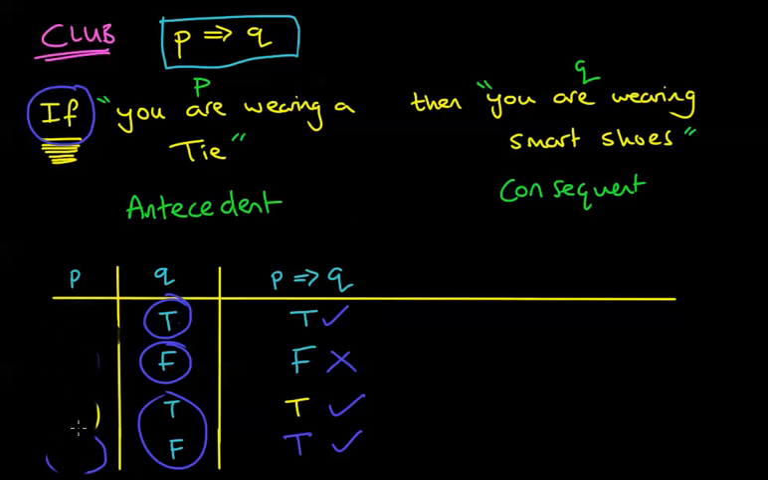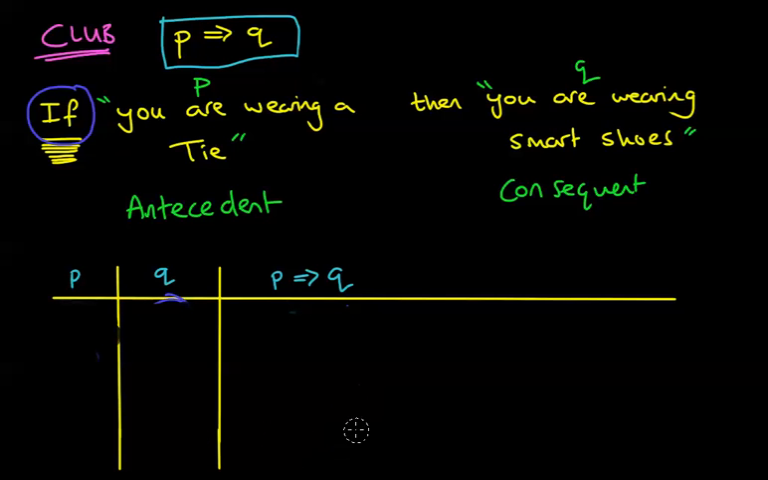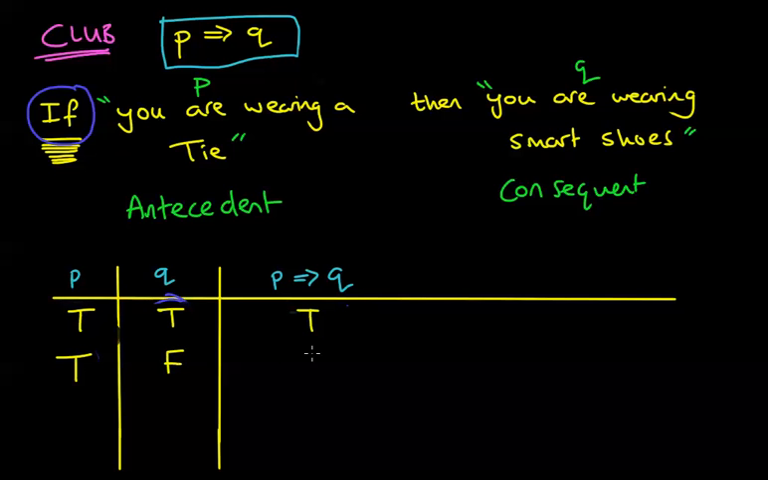So if the antecedent is true, okay, so if P implies Q, then you must look at the second column as well, and check if that's true, and then it's true. If the antecedent is true, then again check the second column, and if that's false, then that's false, right?